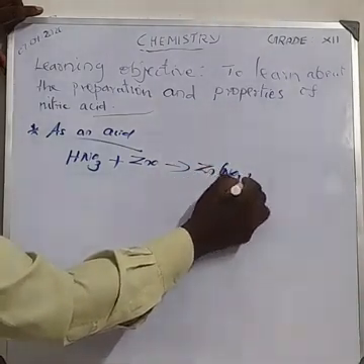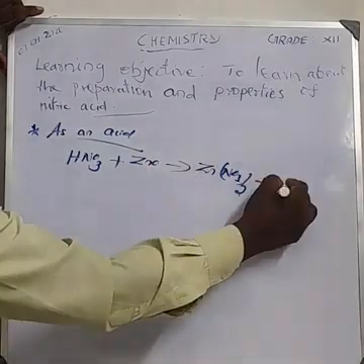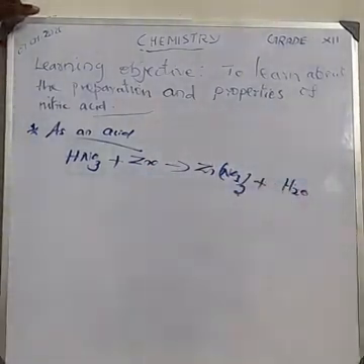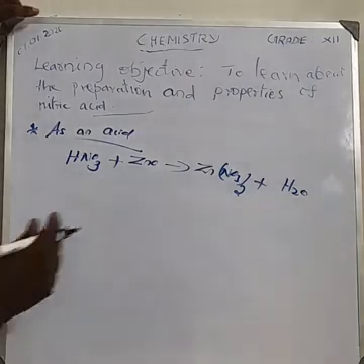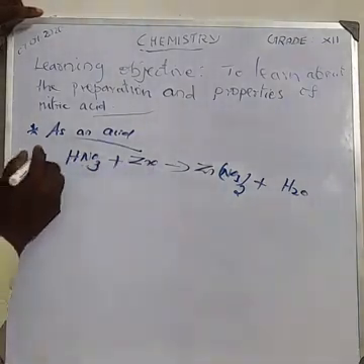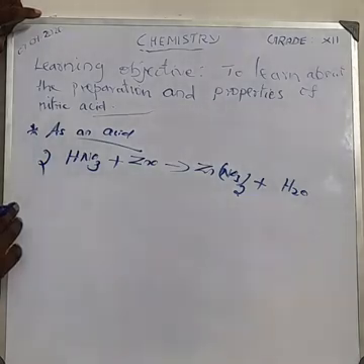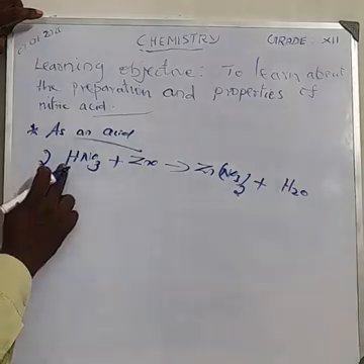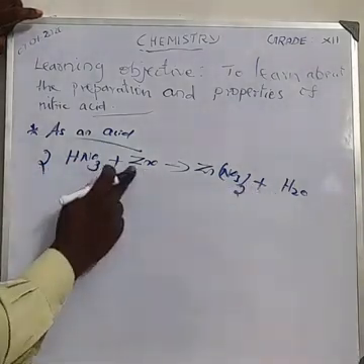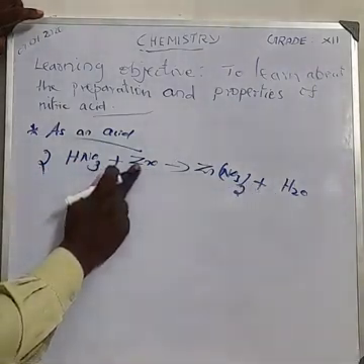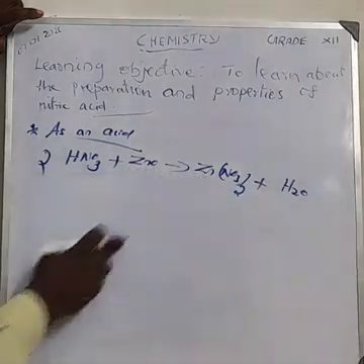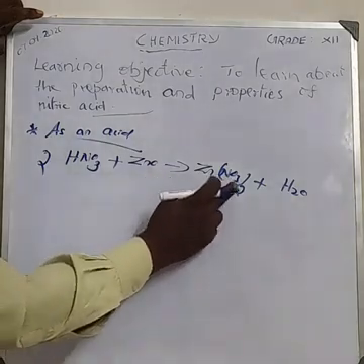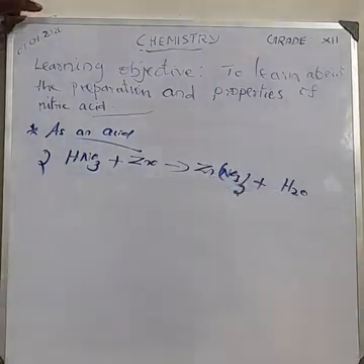Zn(NO3)2 plus water, H2O. Okay, how can we balance the equation? Here having 2 nitrate, make it 2 nitrate. 2 nitrates. How much hydrogen is there? 2 hydrogen. How much zinc is there? 1 zinc, here having 1 zinc. Okay. And oxygen 6 plus 1, 7. Here also 6 plus 1, 7. Now the equation is balanced.